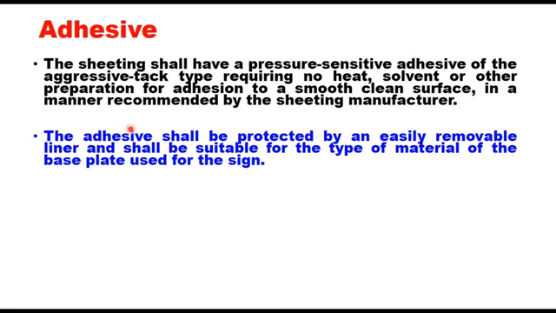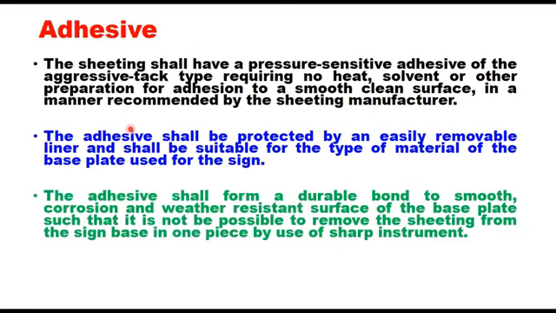Adhesive for signs. The sheeting shall have a pressure sensitive adhesive of the aggressive tack type requiring no heat, solvent or other preparation for adhesion to a smooth, clean surface in a manner recommended by the sheeting manufacturer. The adhesive shall be protected by an easily removable liner and shall be suitable for the type of material of the base plate used for the sign. The adhesive shall form a durable bond to a smooth, corrosion and weather resistant surface of the base plate such that it is not possible to remove the sheeting from the sign base in one piece by use of a sharp instrument.